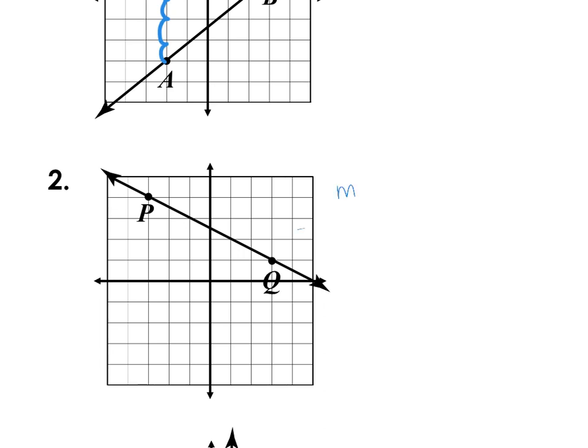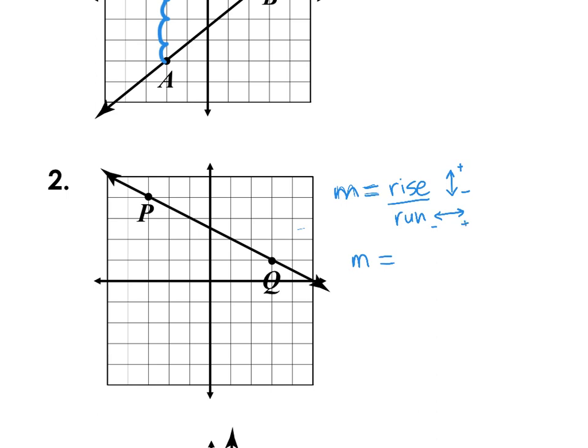So we're doing m equals rise over run. And rise is up or down. Run is right or left. Okay? And don't forget, down and left are negative. So up is positive, down is negative, left is negative, and right is positive.